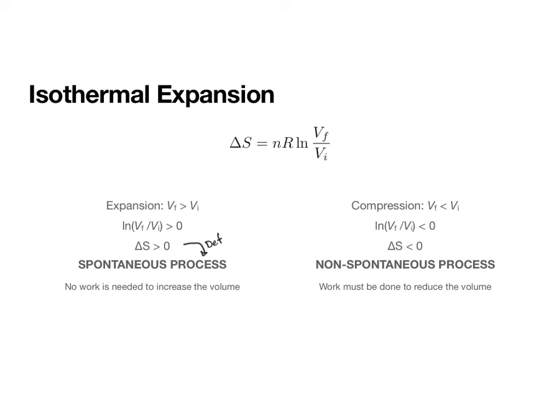Now, likewise, in compression, if we have this reverse so that our volume becomes smaller, then this natural log is less than 0, delta S is less than 0, and this is a non-spontaneous process by definition of the second law of thermodynamics. And this means that in order to reduce the volume, work has to be done. So entropy is not going to drive that process. Instead, some sort of external work is going to have to go in order for the compression to occur.